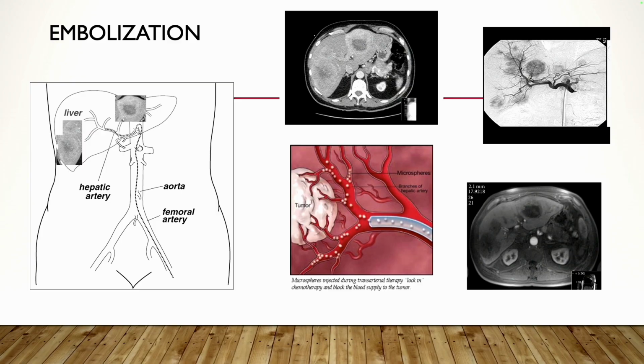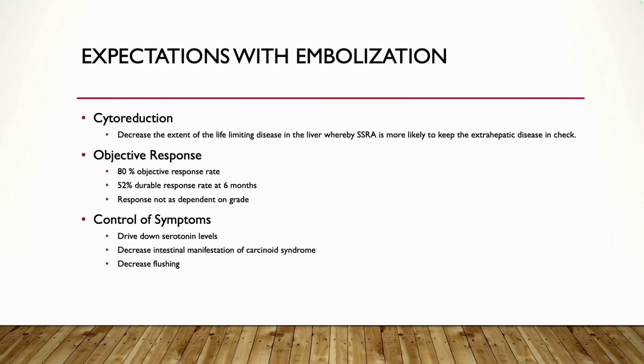So you get high objective response rates. Almost 80% of people will have a short-term objective response rate. It drops a little bit at 6 months, but for people that have durability or have evidence of an ongoing response to therapy at 6 months, liver-directed therapies can lead to long-term benefit, meaning many more months to years of time where you don't have to retreat the tumor.